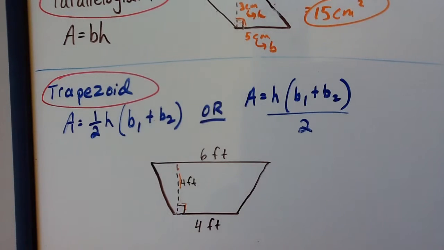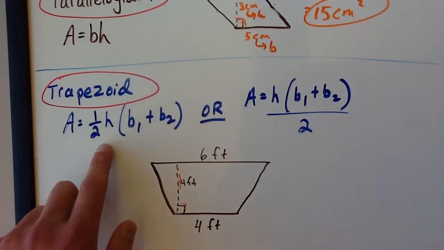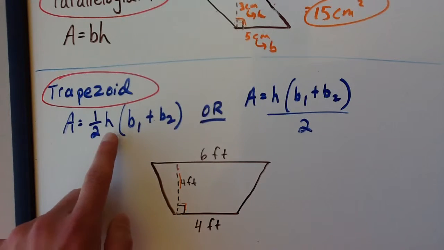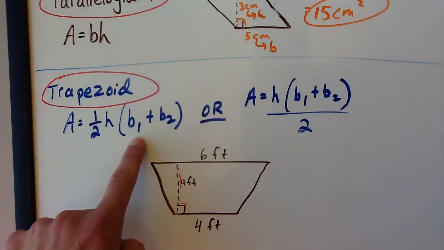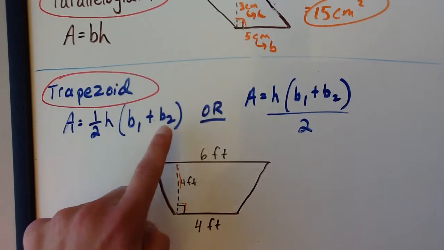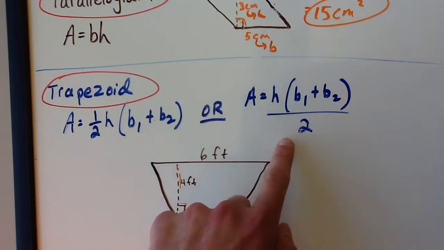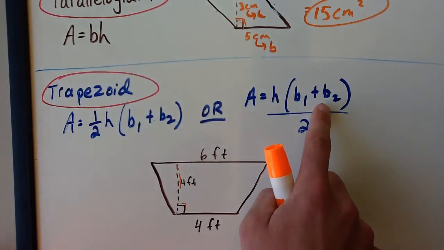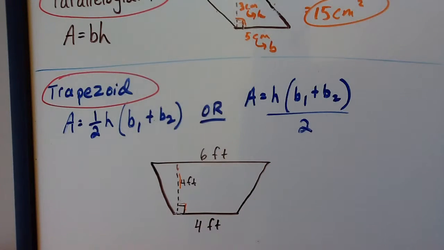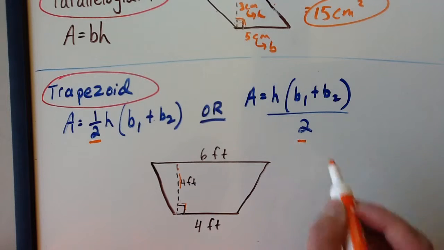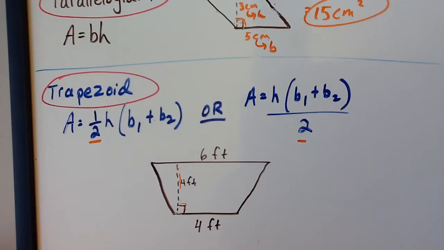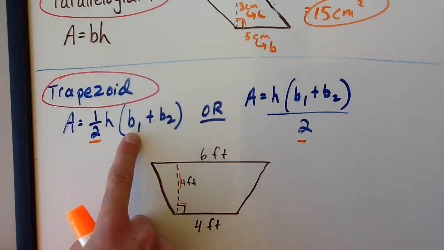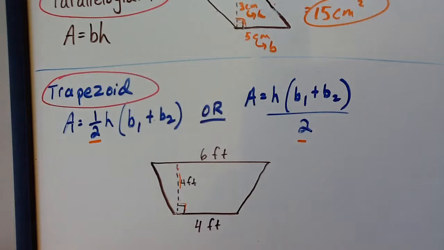That's a right angle. Now to find the area for a trapezoid, we use this formula. Area equals 1/2 times the height times the sum of the bases, b sub 1 plus b sub 2. You will also see the formula written like this. Area equals the height times the sum of the bases divided by 2. The reason is because multiplying by 1/2 and dividing by 2 is the same thing. Okay, so it does not matter which base you call b sub 1 and which base you call b sub 2 because when you add them together you will get the same sum.